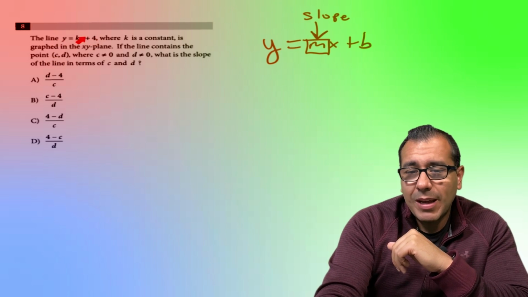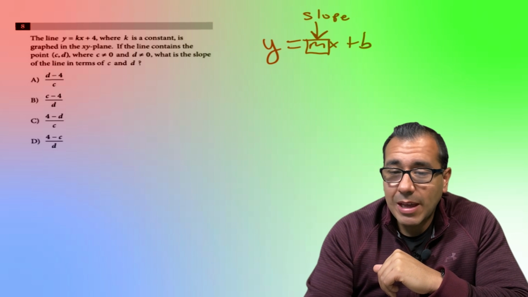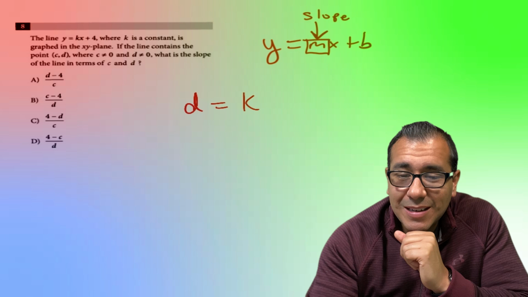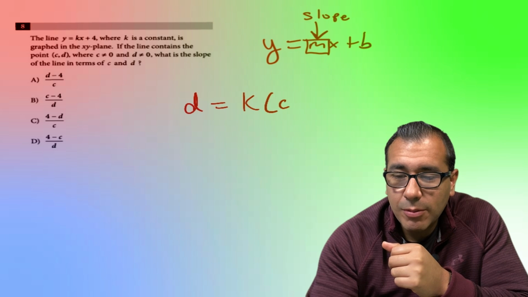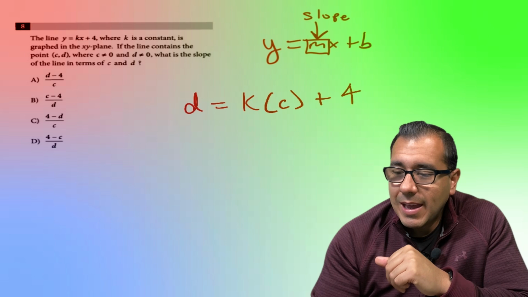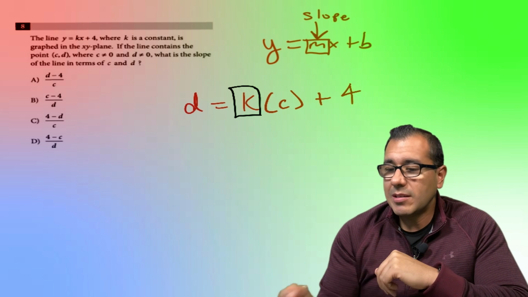So let's rewrite this. Wherever I see x, I'm going to plug in c, because that's my x value. And wherever I see y, I'm going to plug in d. So let's do that first. We get d equals k times c, our x value that we're plugging in, plus 4. We're trying to solve for this k right here. So let's solve for k.